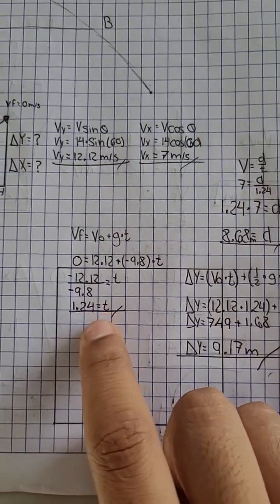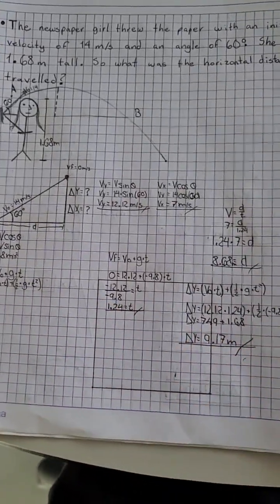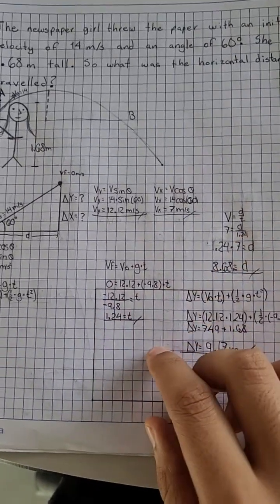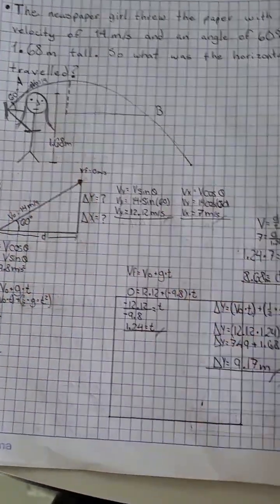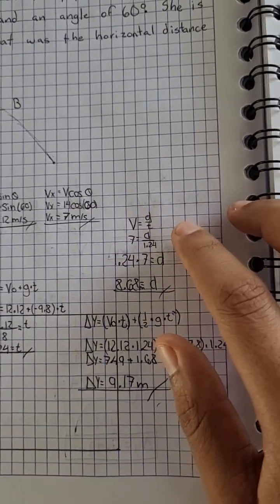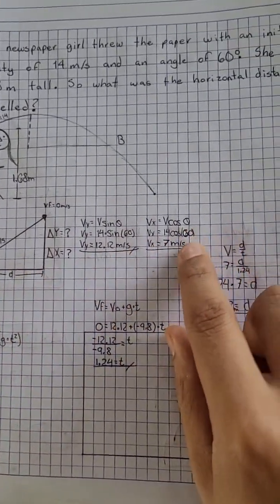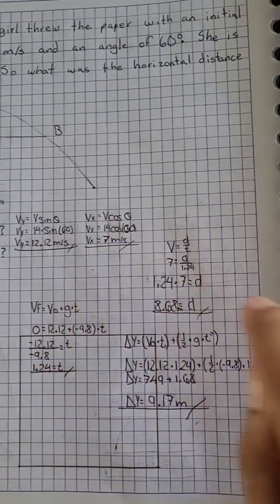So we only have to solve for time, and it's going to be 1.24 seconds. Now that we have the time it takes to travel from here to here, we only have to get the distance in the x-axis, because we already know the velocity in the x-axis, which is 7 meters per second.